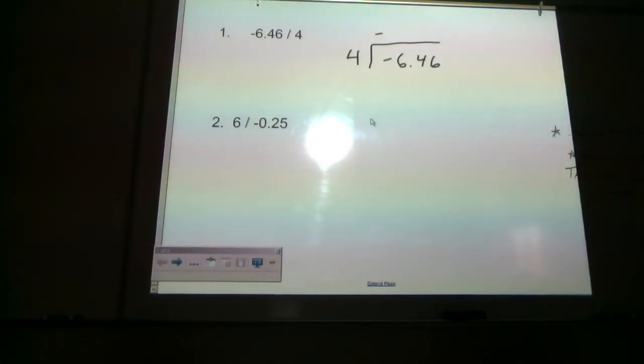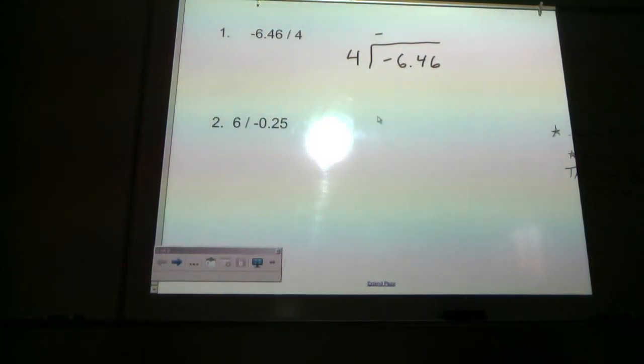Why is the answer negative? Who can tell me? Yeah. Because the two numbers are different. Yeah. When we divide, if the two numbers are different, here's a negative number, here's a positive. When the signs are different, the answer is always negative. Okay? That works for multiplication and for division.